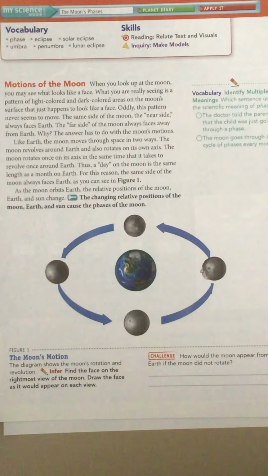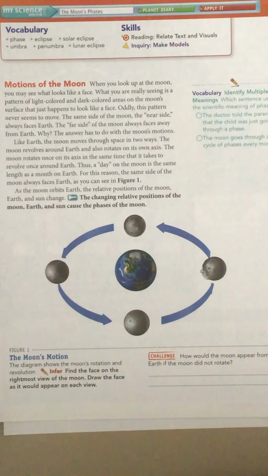The same side of the moon, the near side, always faces Earth. The far side of the moon always faces away from Earth. Why? The answer has to do with the moon's motions. Like Earth, the moon moves through space in two ways. The moon revolves around Earth and also rotates on its own axis. The moon rotates once on its axis in the same time that it takes to revolve once around Earth. Thus, a day on the moon is the same length as a month on Earth. For this reason, the same side of the moon always faces Earth, as you see in Figure 1.